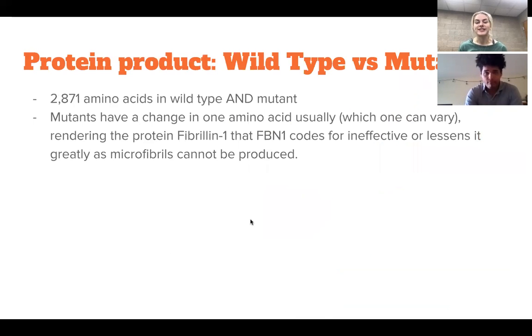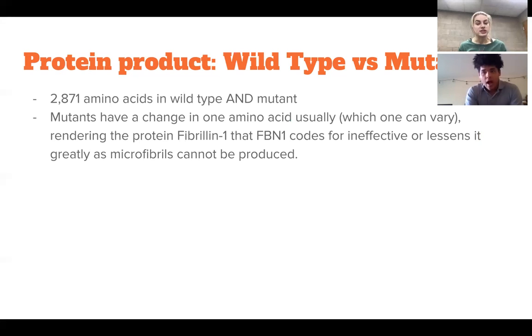So the protein product, like I just said, of FBN1 is, well, I'll talk about it in a minute, but the wild type versus mutant. So normally in both, we have 2,871 amino acids. And because the mutations are normally missense mutations, that number doesn't change too much. But since frameshift ones and deletions have been reported, occasionally we'll get fewer amino acids than that. But generally it's the same. Usually mutants have a change in one amino acid, but again, that can vary.